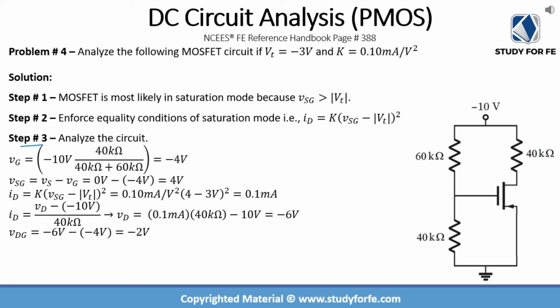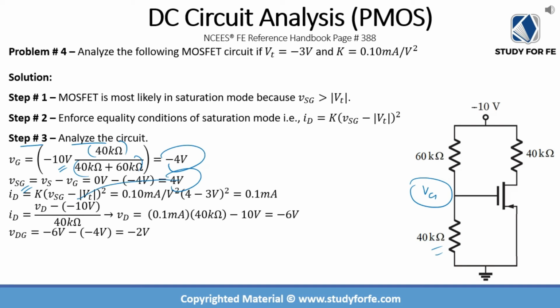In step number 3, we can analyze the circuit. We have to find this voltage VG. This is a voltage that's appearing across a 40K resistor, and that can be calculated using the voltage divider rule. So -10 volts times 40 divided by 40 plus 60. So that gives me this value. We can then calculate our VSG value. So VSG is equal to VS minus VG. So that gives me a positive 4 value.